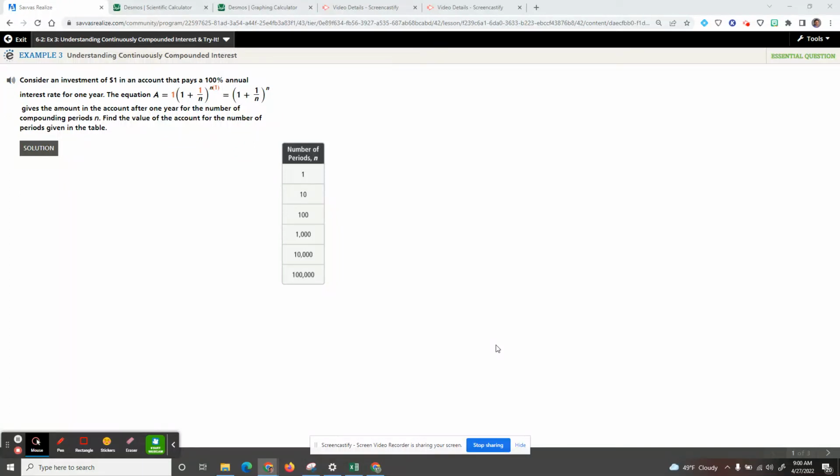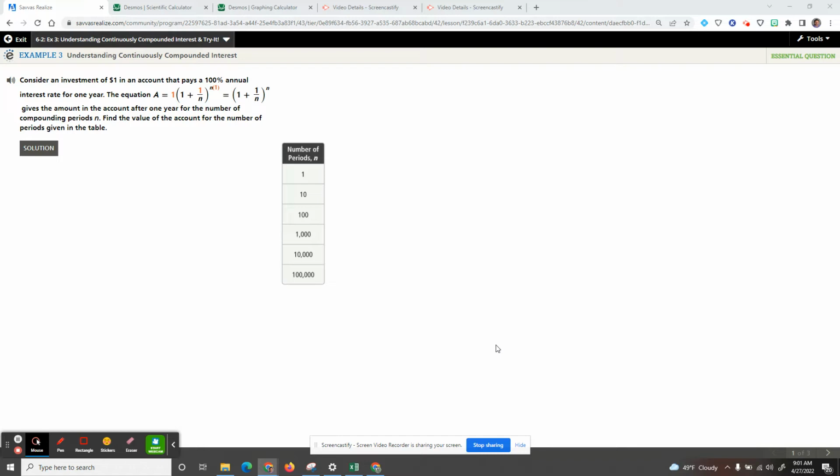So as we saw in the last example, the more times you compound in a year, the more money there was in the account at the end, right? So compounding semi-annually got you more money than compounding once a year. And then compounding 4 times a year got you more than twice a year. And compounding 12 times a year got you more than 4 times a year, right?